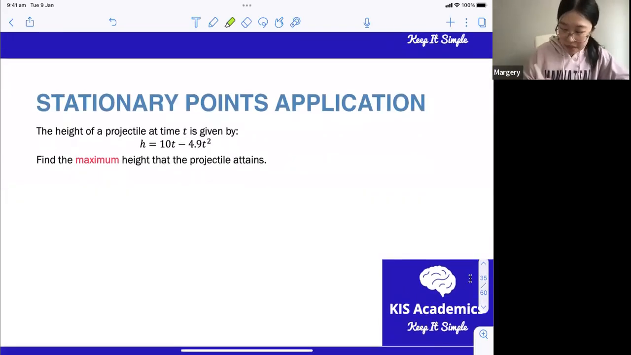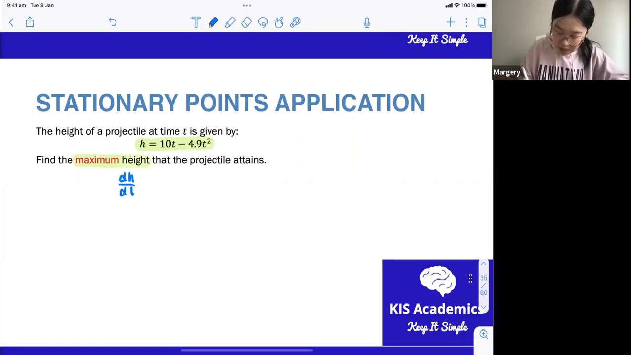I have this question over here, which is saying the height of a projectile at time t is given by this. So h is my height, and I want to find the maximum height that the projectile attains. So the first thing I do is, because I want to find the maximum, I'm referring to a stationary point. So I can find the derivative of my h.